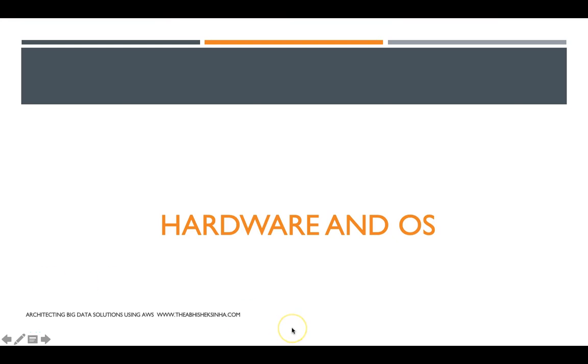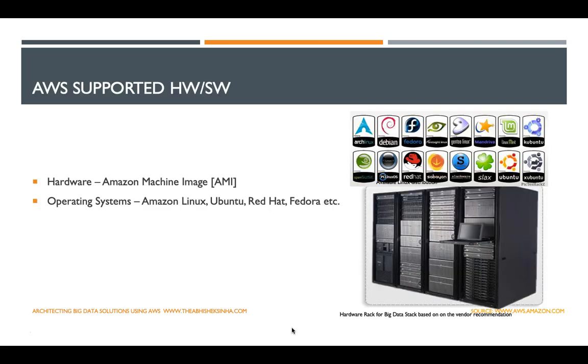Welcome to this section of our course. In this section, we are going to talk about hardware and operating system. We will also talk about various compute options that we have available in our AWS environment. So let's get on to this section.